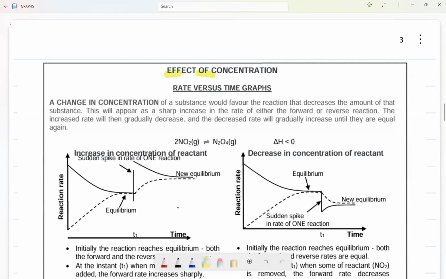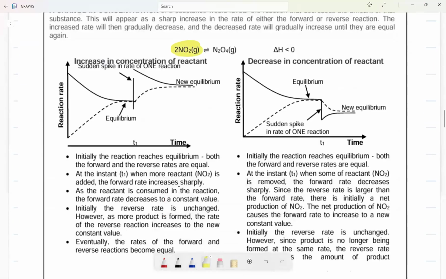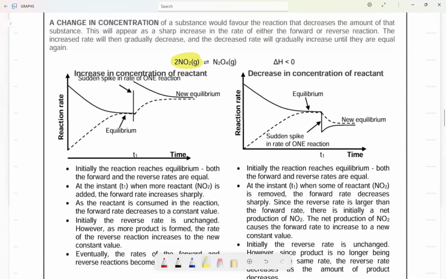But on the effect of concentration, you affect one thing, one species. Meaning if you affect NO2, it is the one that we will see a sharp change from. This one we will not see a sharp change, we'll just see a gradual one. Okay? Let's see here. What do they say here?